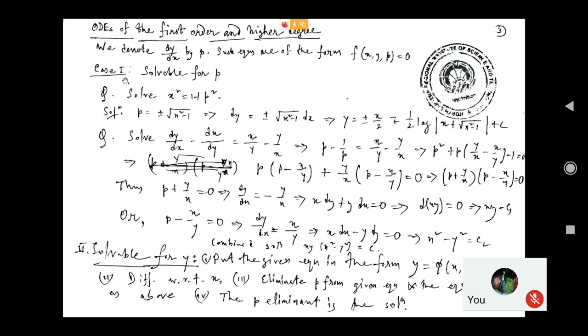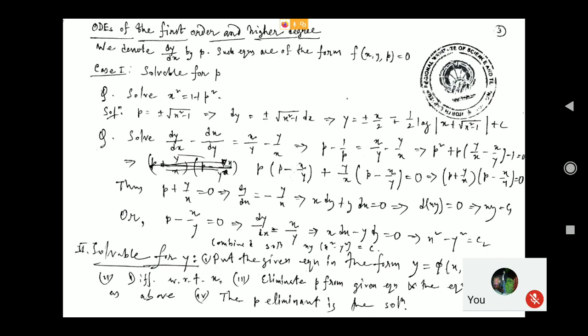First case is case 1, solvable for p. By p we will denote the derivative of y with respect to x, so that the first order derivative dy/dx we will denote by p. This equation will be of this form: f(x, y, p) = 0. That means f is a function of x, y, the dependent variable, the independent variable, and the derivative itself. So a function of this form, based on its category, we can solve it.